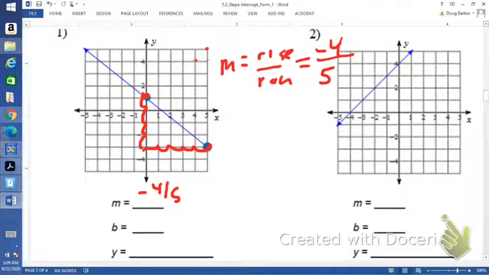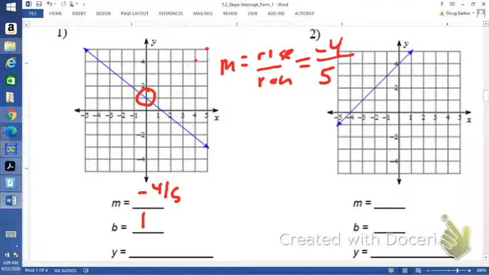Alright, now our b, that's our y-intercept. That is where the graph crosses the y-axis. So where does the graph cross the y-axis? Right there, at that point, which is the ordered pair (0, 1). So the y-intercept will just be 1.